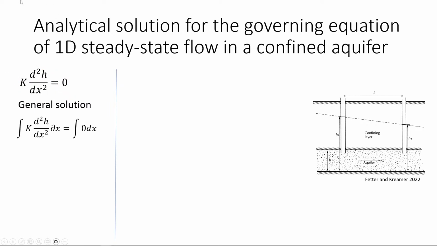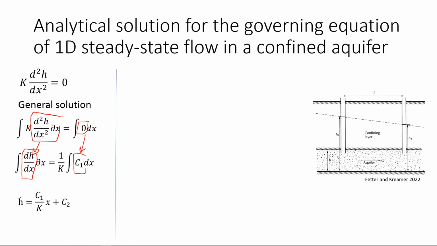So you integrate this guy once, and what do you get? You get your first derivative, yeah. So if I integrate this guy here, I get this guy here. And then if I integrate this, you integrate 0, you get a constant, like you get this guy here. Then I integrate this guy again, and if I integrate this guy again with respect to x, I will get the h, yeah?